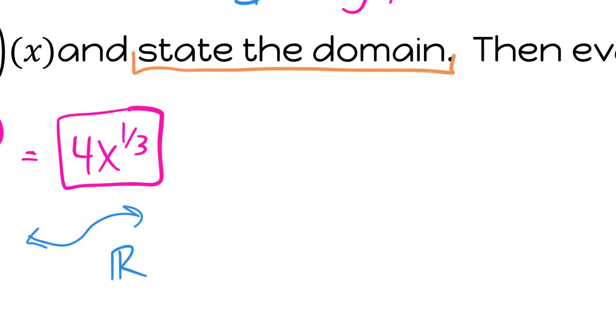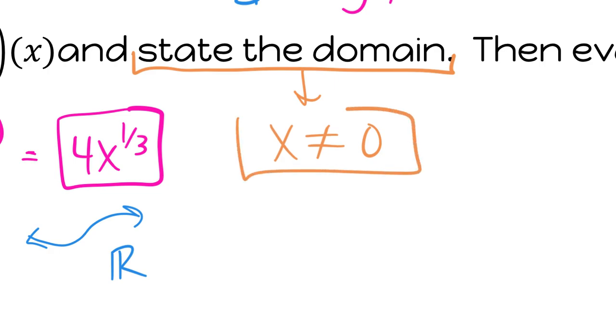So for our domain, the domain can be pretty much anything else, right, because of this all real number situation, but it can't be 0. So we're going to just say that x cannot equal 0. That would be our domain.